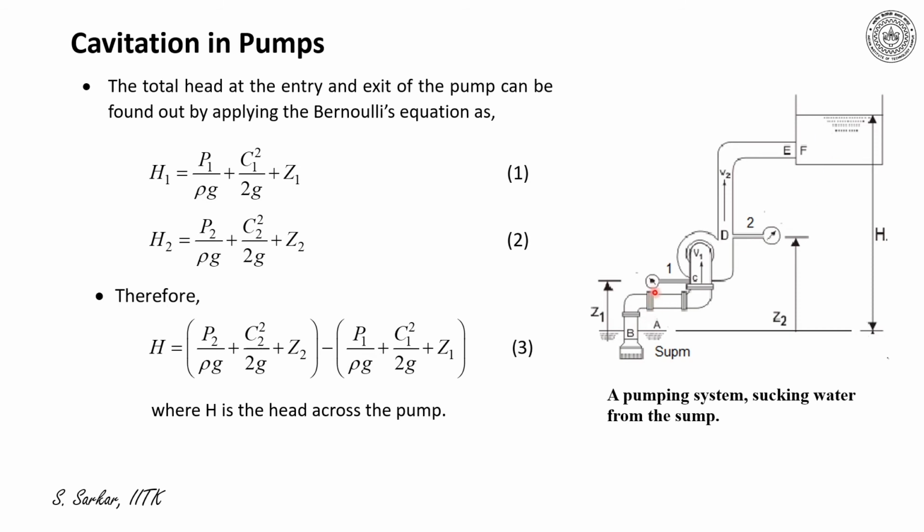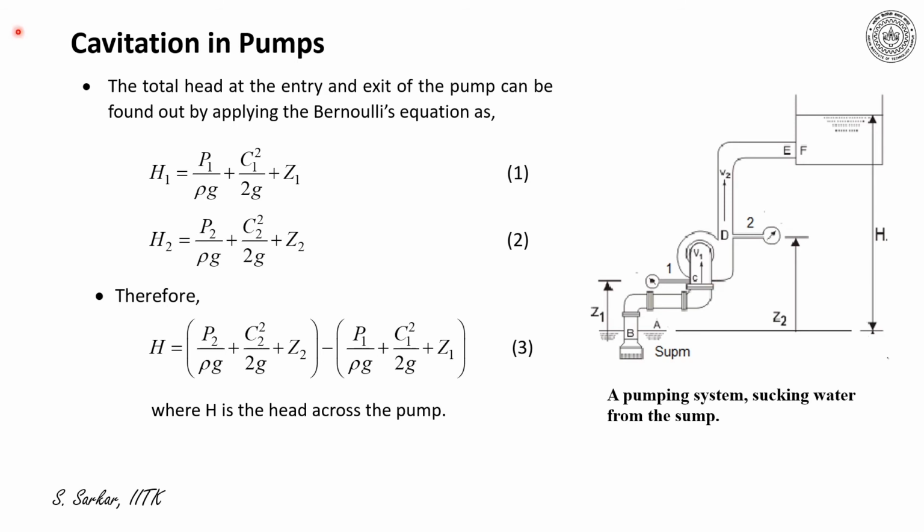Please note that section 1 indicates the inlet to the pump, while section 2 denotes the exit from the pump. Here Z1 and Z2 are the elevations at the inlet and exit of the pump from the sump, and H is the difference of elevation between the reservoir and the sump. Thus H is the head developed by the pump.